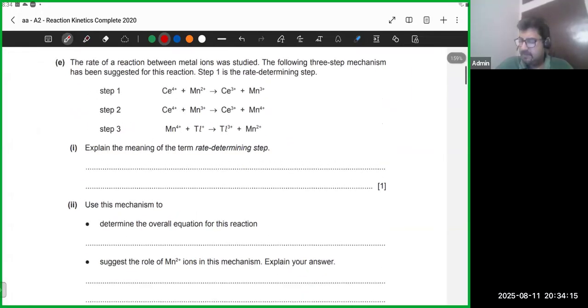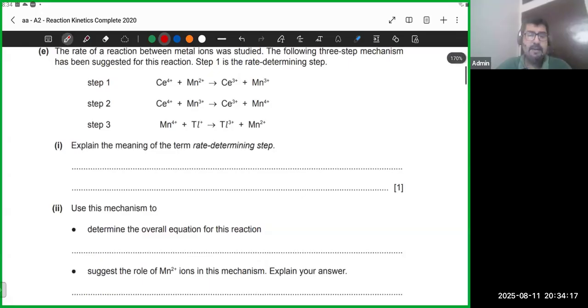The next one is, okay, explain the meaning of the rate determining step. It is the slow step in the mechanism of the reaction.